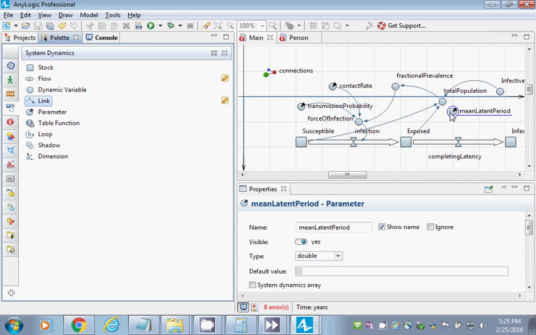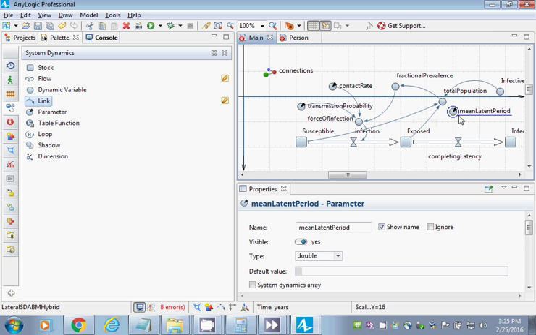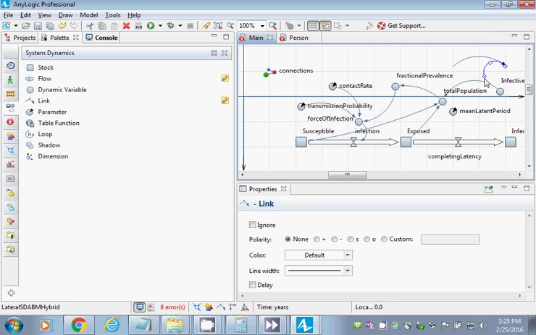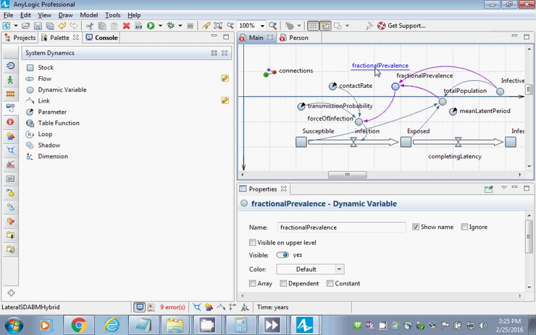Okay. This is mean latent period. So I'm trying to show, this is like a classic formulation of a stock and flow infection model, but I'm trying to show where the agents will come in here in a slightly more articulated example than I already had planned. Okay, so here we are.